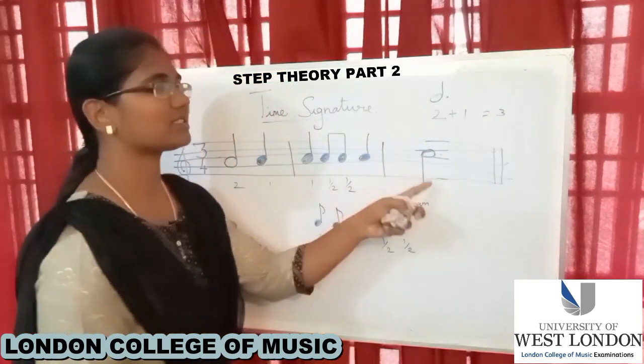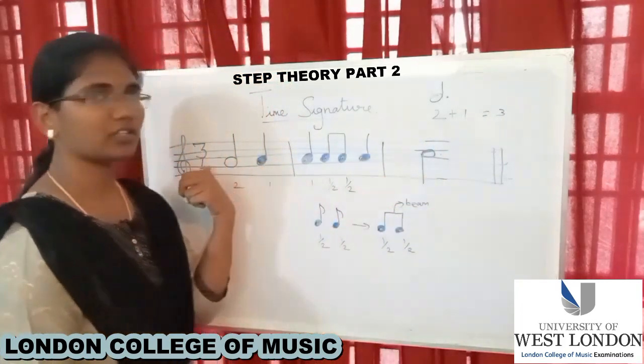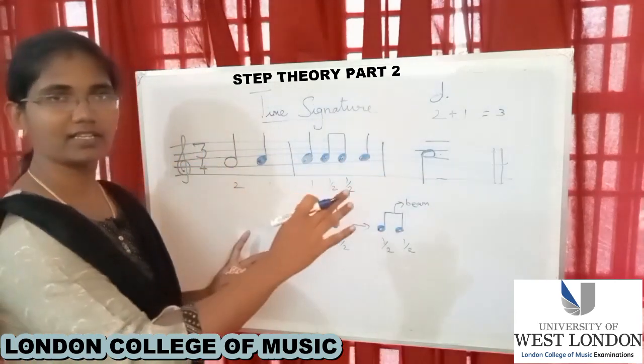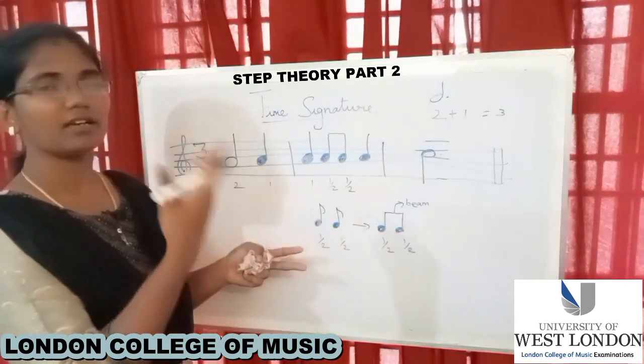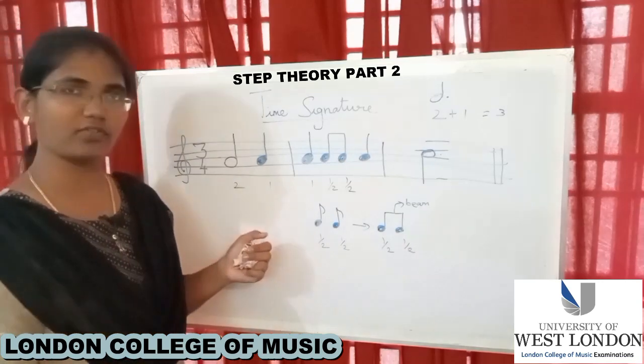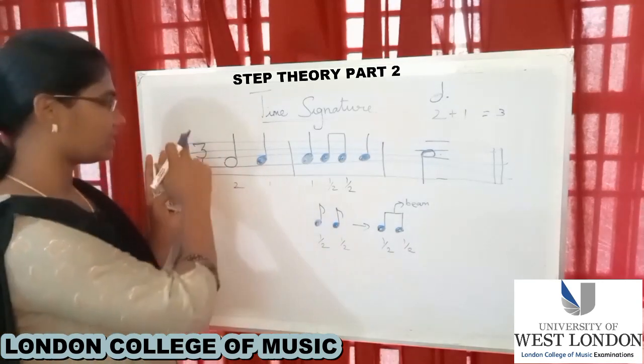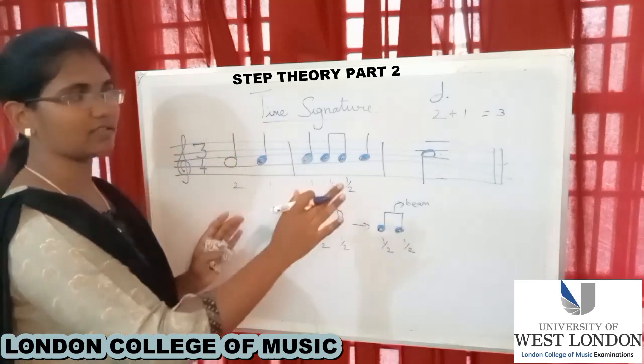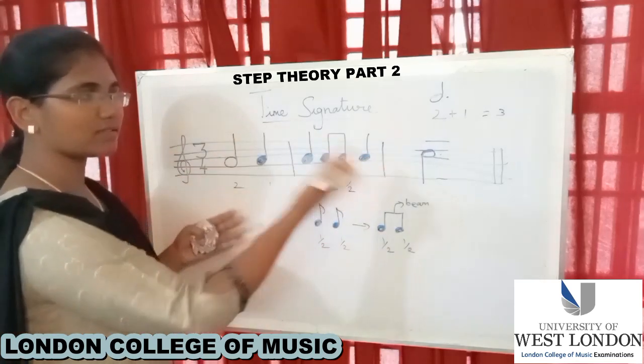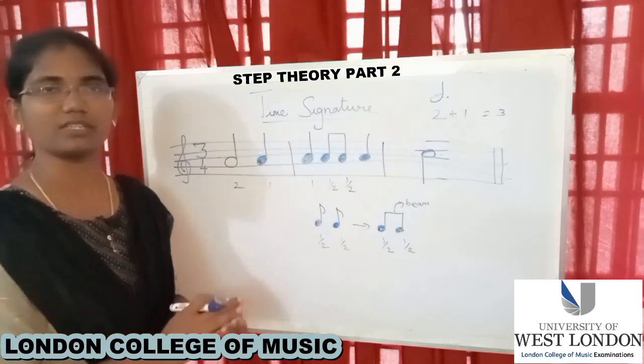So we can use the single note in the third bar to complete our time signature. Have you all clear? Like that, the same in 2-4 time signature, 4-4 time signature also. It must satisfy our time signature. 3 quarter notes must be there. We can use any notes, but it should satisfy our time signature.